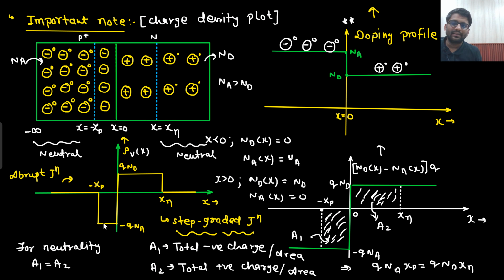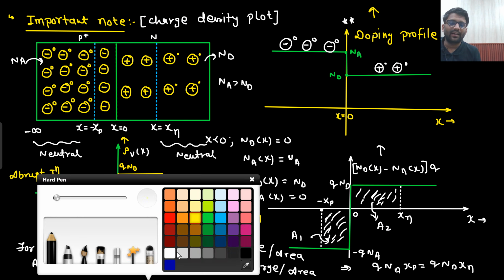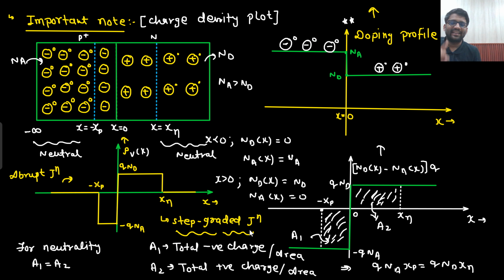Now in the abrupt junction, or step graded junction, the doping profile is uniform. Why do I call it uniform doping? Someone would say, sir, Na is not equal to Nd, so how are you saying uniform doping? Uniform doping means one particular domain is uniformly doped. The P side is uniformly doped, the N side is uniformly doped. That's why I call it uniform doping.